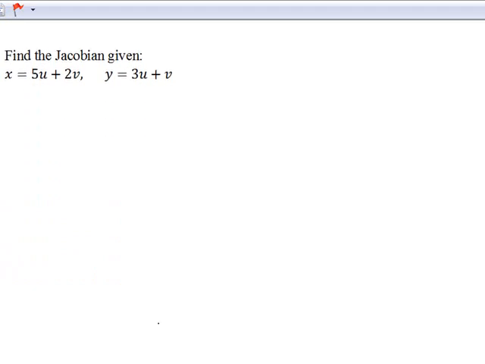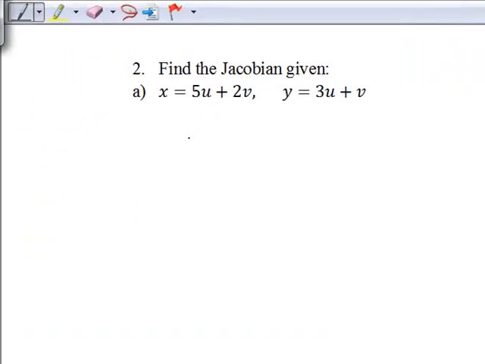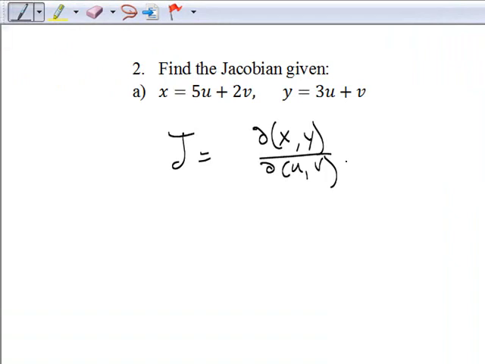Find the Jacobian given, and so you have the formulas for x. So notice x and y, they are both given in terms of u and v. So set up the definition first. So J is equal to partial x or delta xy over delta uv. Okay, so you put the xy on the top and you put your parameters on the bottom. It's like a fraction, right?